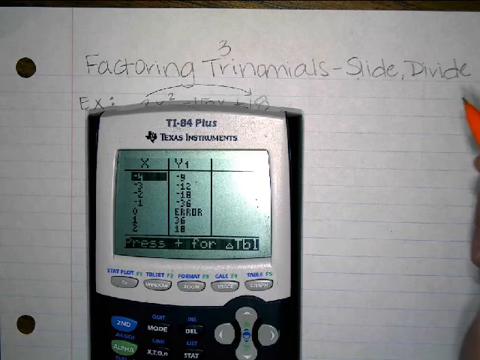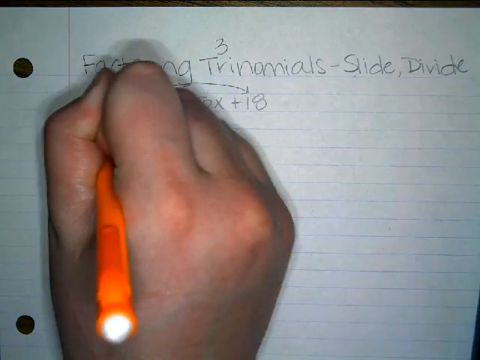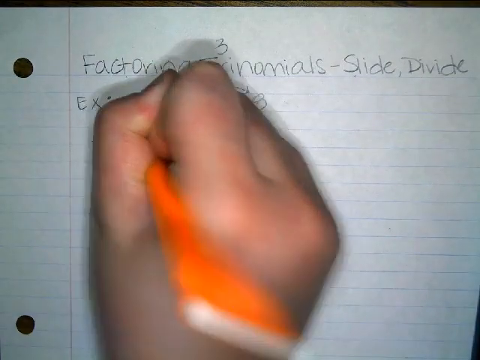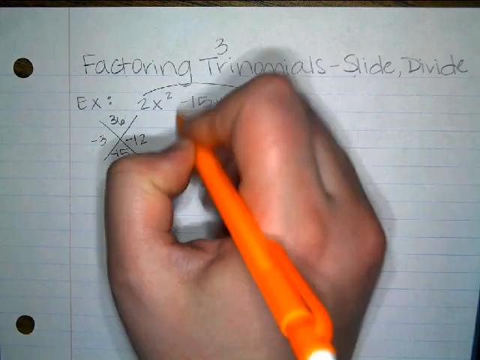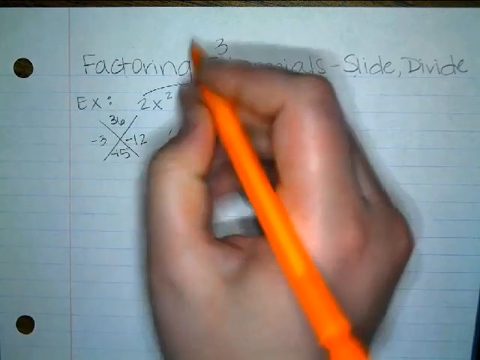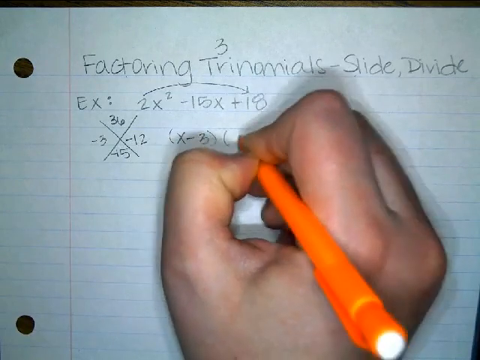Negative 3 and negative 12. Okay. So what I do next is I take those numbers, I put them in the parentheses. So I'm going to write x minus 3, x minus 12, but I'm not done yet.